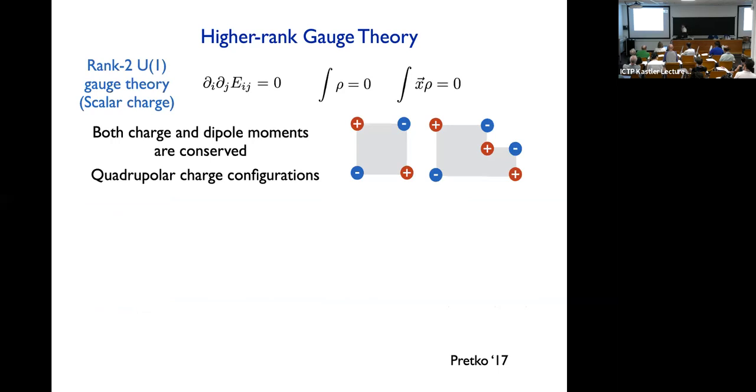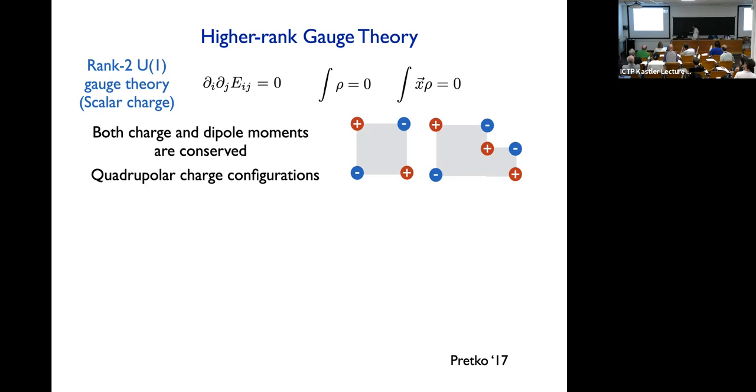Okay. So what are the properties or the requirements for such a theory? By the time you look at, say, a rank two gauge theory like this, the new Gauss law tells you that there is more than one conservation law. Usually we require a charge conservation, but in the scalar charge version of the rank two theory, you also have to conserve the dipole moment. So you are conserving both total charge and dipole moment. Typically the charge configuration will be something like quadrupolar, for example, like this. But then allowed charge configurations are something like this. So total charge is zero, for example, to begin with.